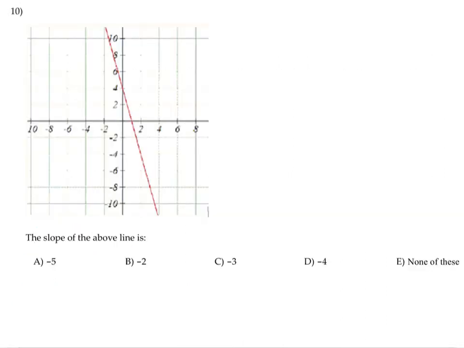Lots of graphs on this one. Number 10, the slope of the above line. Now, how do we take a line like that and find its slope? Two points. You want to find places where it clearly crosses grid marks. Like how about right there? Is that good? This isn't a very good graph, is it? I don't know why it didn't all show up very well on the graph. Better on yours? That's not great either.